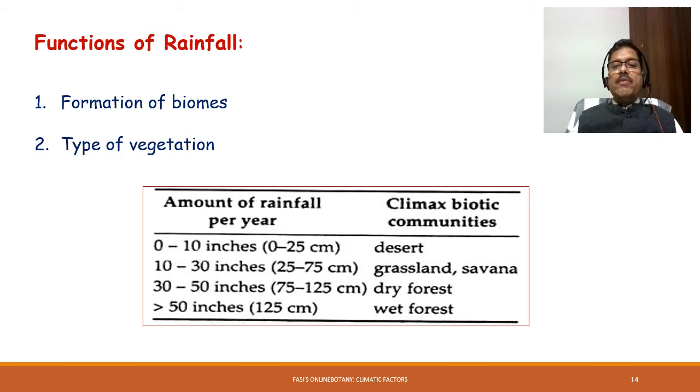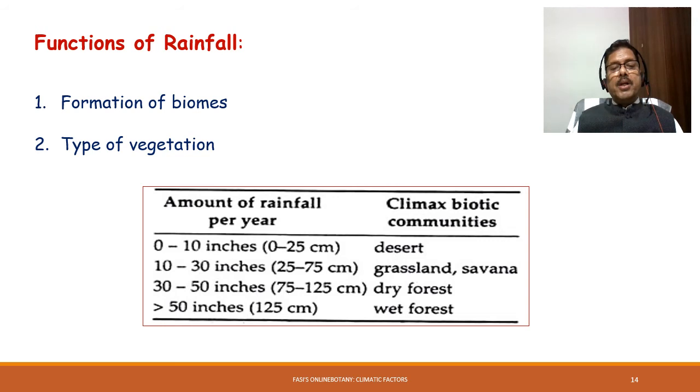We find evergreen forests in tropical regions due to the heavy rainfall throughout the year, whereas grasslands are found in such regions where there is heavy rainfall during summer and low rainfall during winter.